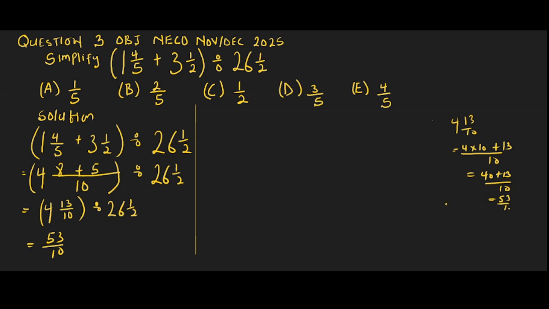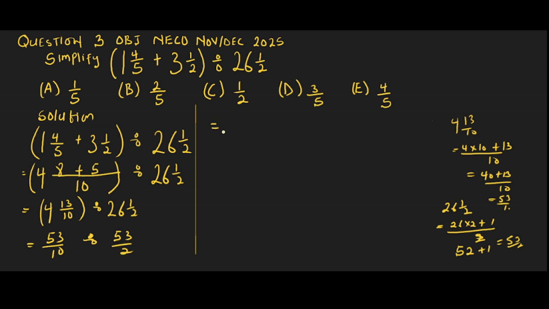Then we also have 26 whole number 1 over 2. That's 26 times 2 plus 1, all over 2. 26 times 2 is going to give us 52 plus 1. 52 plus 1, that's going to give us 53 over 2. So we have here to be divided by 53 over 2.